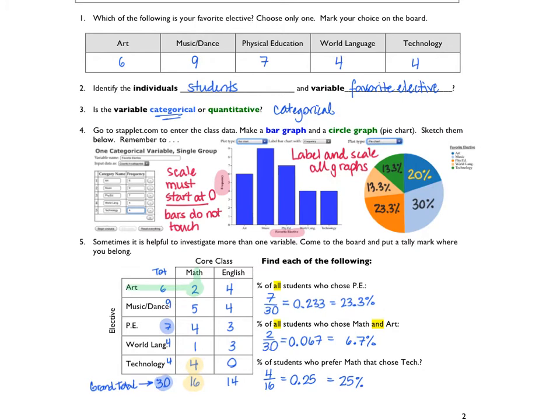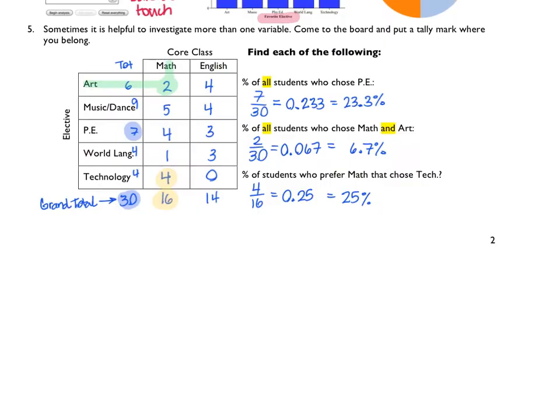All right, now let's take a look at the probabilities that we found. We organized all of this data in what we call a two-way table. The reason that it's called a two-way table is because we have two different variables, core class and elective. When it comes to the values that we found, when we found the percent of all students who chose PE, we call that a marginal relative frequency. It's a relative frequency because it's a percent or a proportion and not a count. It's called marginal. I'll show you that in a sec.